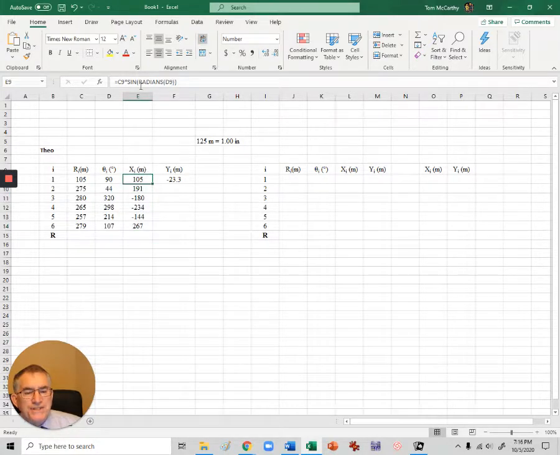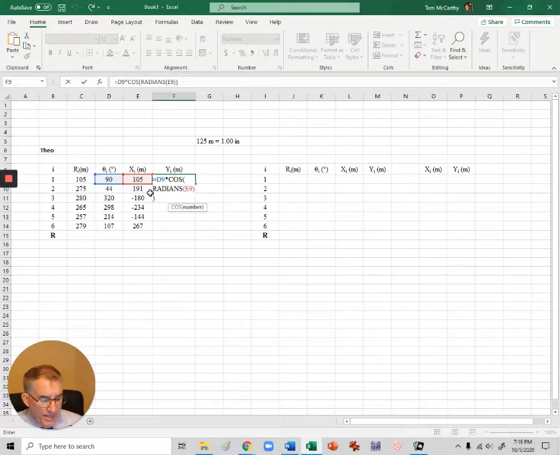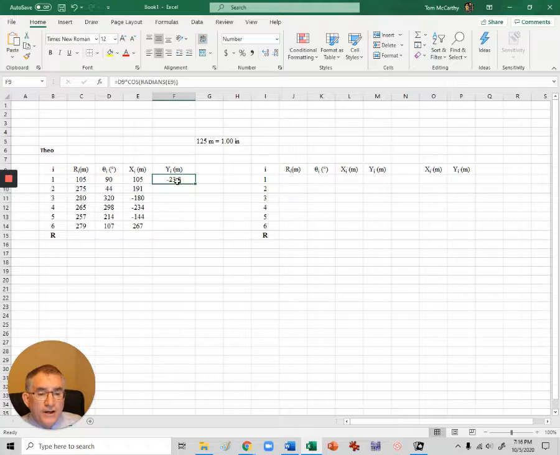So remember, I use sine for x, and then for y, I've got cosine, and I double click on the corner. I missed it. All right, hang on 1 second there. I got to back up a little bit. Enter. And good, I didn't lose anything.